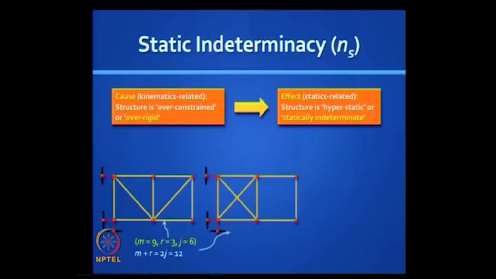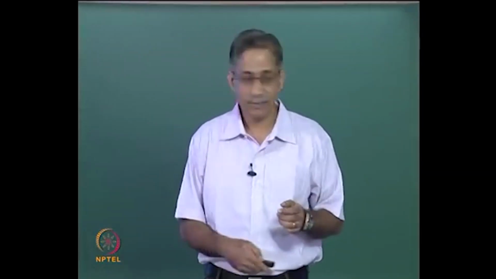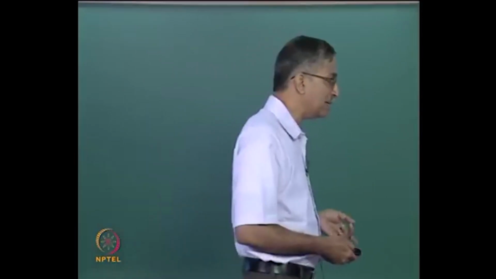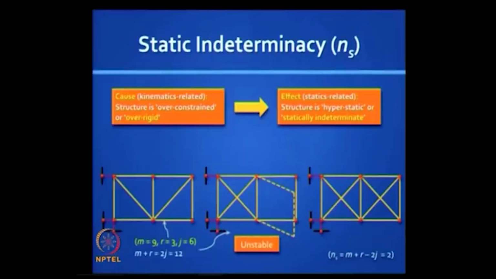Now here you still satisfy m plus r equal to 2j, but the structure is unstable because you have not located the members properly. You do not have triangulation here, and that segment on the right can deform, and it is important to know how it will move. It is unstable, those elements cannot take any shear. But if you provide an extra diagonal element, then you have a degree of static indeterminacy equal to 2. We have studied all this, it is just a simple introduction.